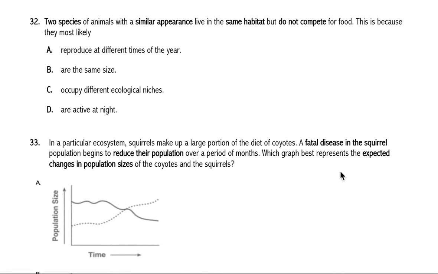Question 32. Two species of animals with a similar appearance live in the same habitat but do not compete for food. This is because they most likely A, reproduce at different times of the year, B, are the same size, C, occupy different ecological niches, D, are active at night.